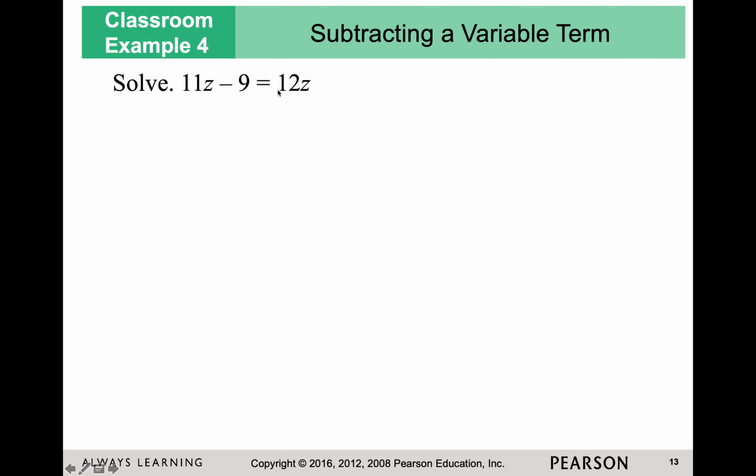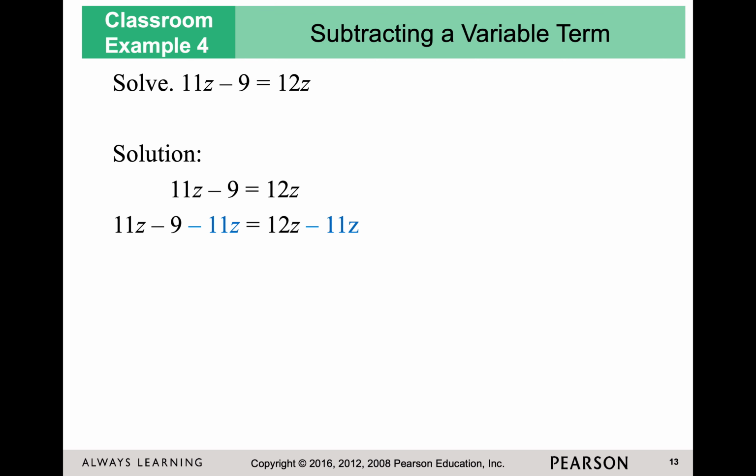Now I have z's on both sides of my equation. So I want to get all of my z's grouped on the same side. I'm going to use inverse operations. Now, it is much easier to bring 11 over to the right so that I can have all my z's on the right, because then I'm not dealing with negative values. So I'm going to do the inverse operation.